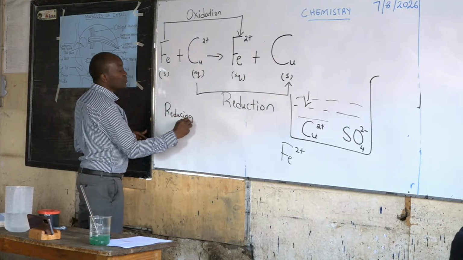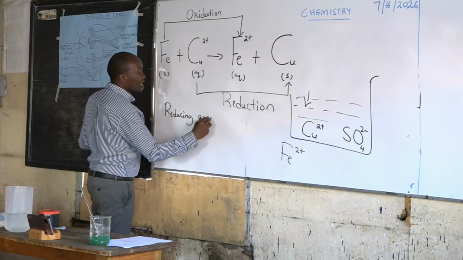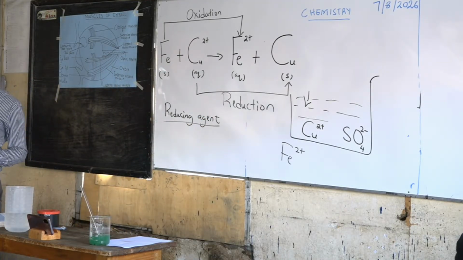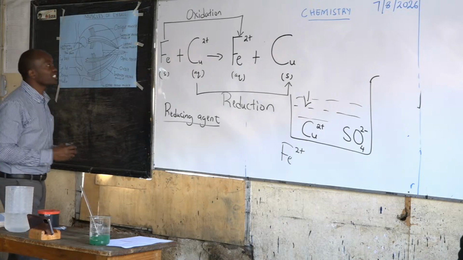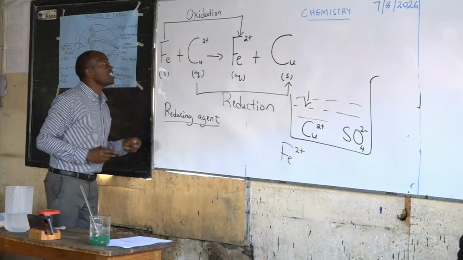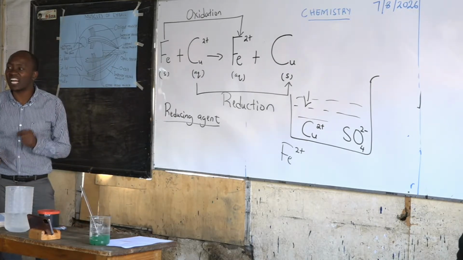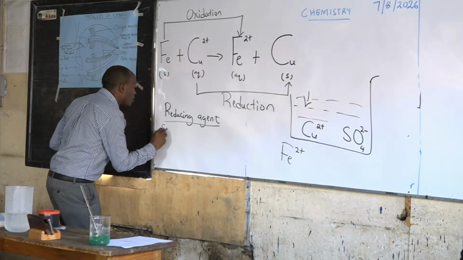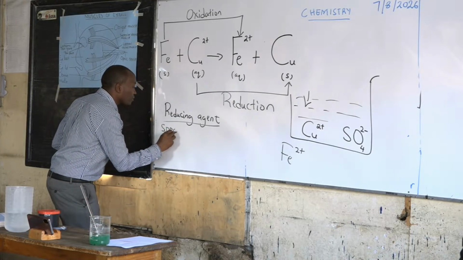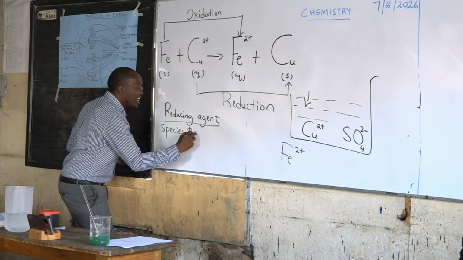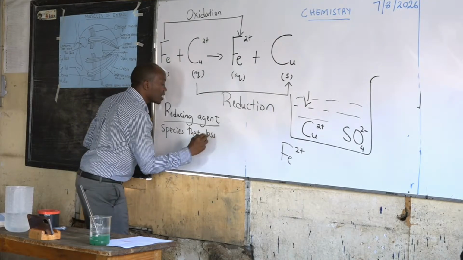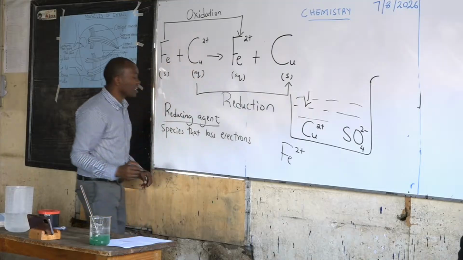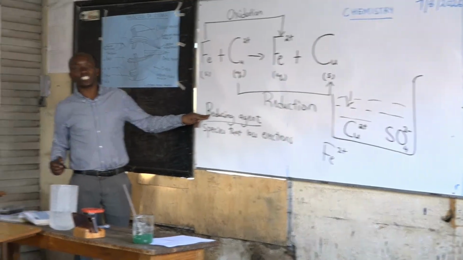Now let's identify the reducing agent. So, what is a reducing agent? A reducing agent is that species that does what? Lose electrons. We are talking about a species that loses electrons; a species that loses electrons is a reducing agent.